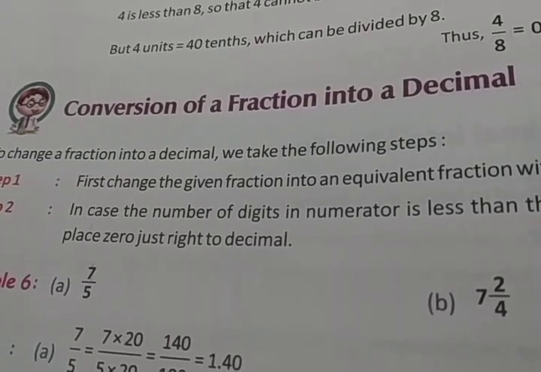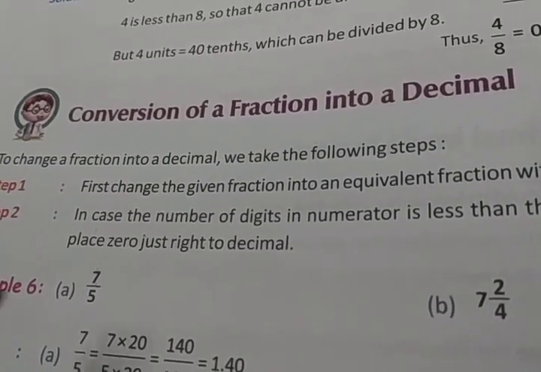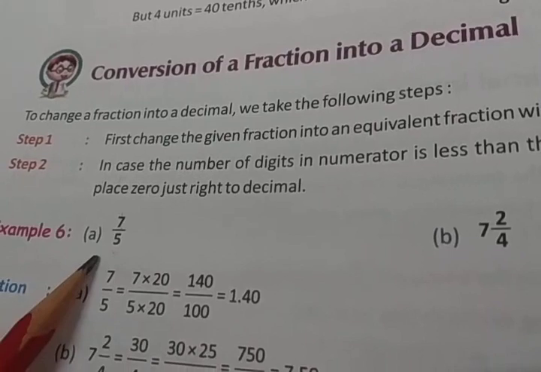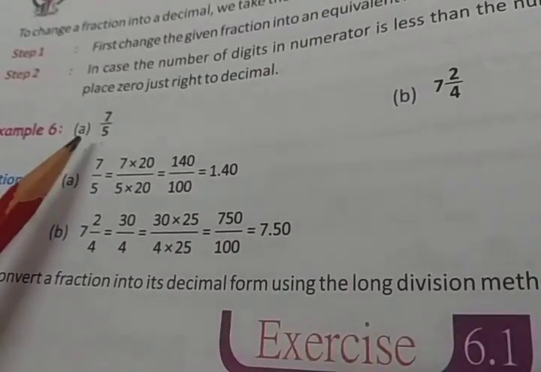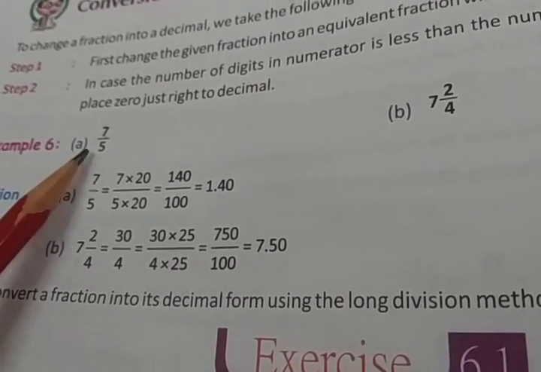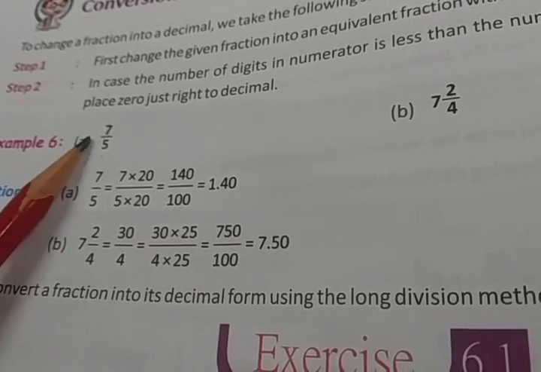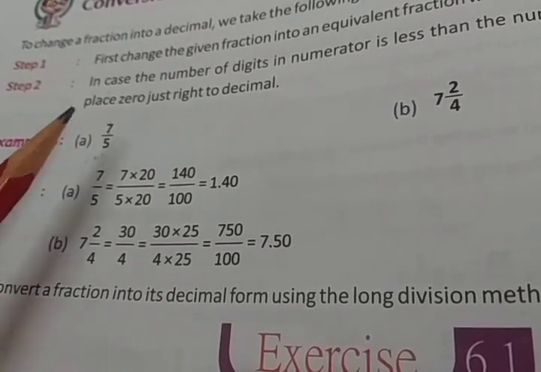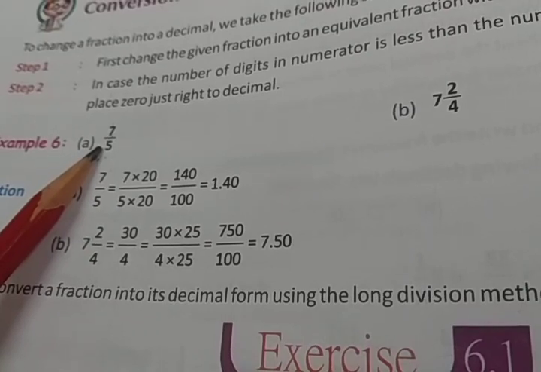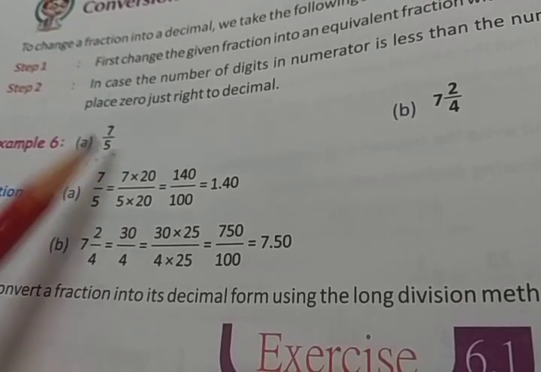Now here, conversion of a fraction into decimal. Now here you can see 7 by 5 is there. Okay, so this is a fraction. I have to do it in the decimal form. There are two methods to change this. The first method: change the denominator into a decimal fraction first and then give the zeros.